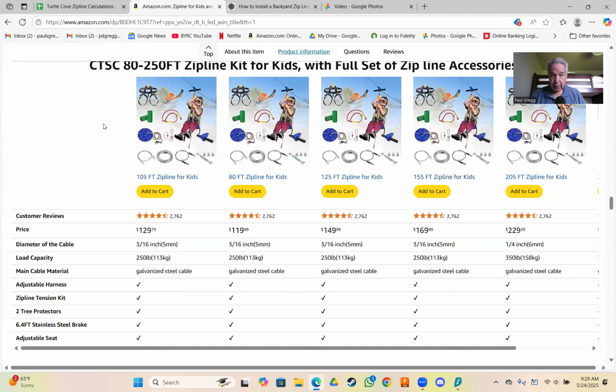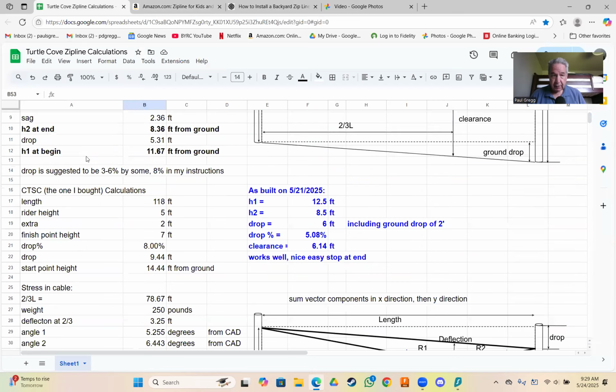So back to my spreadsheet. This is the calculation here. This is what the manufacturer of my zip line said. This is my length, and they wanted an 8% drop. And so, of course, that means that the starting point's higher, and that's how much it would drop over 118 feet, which would be really, it's faster.